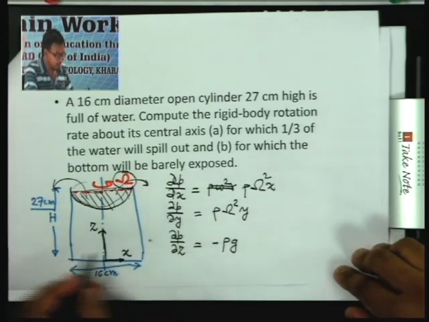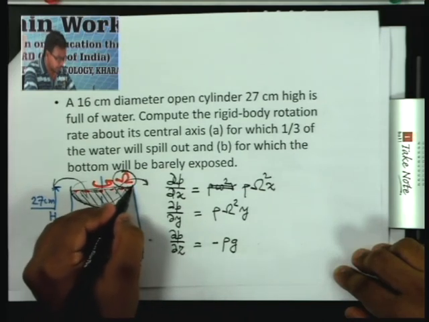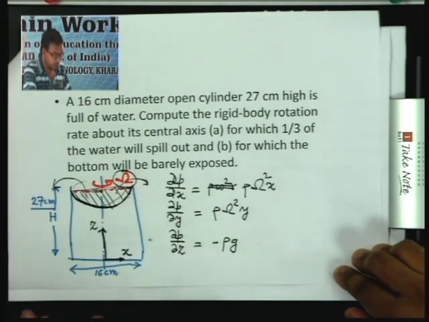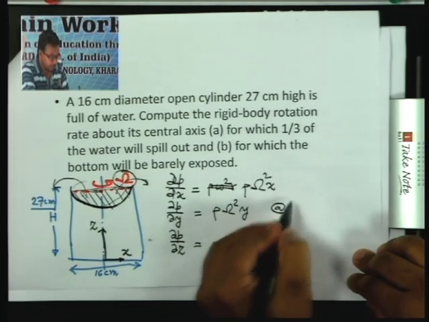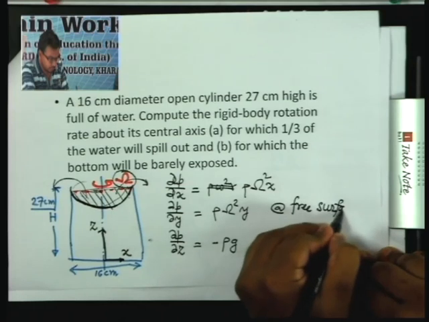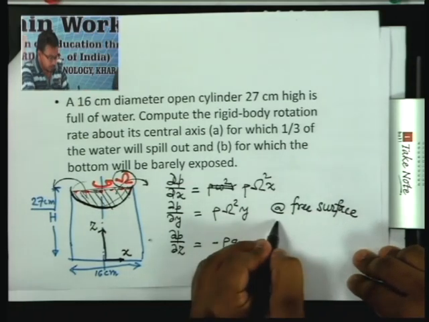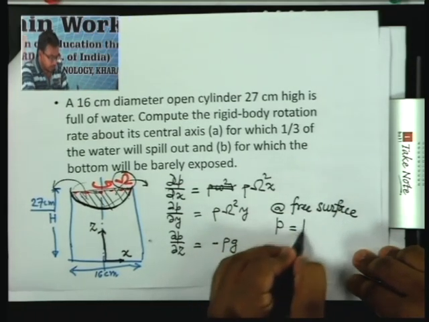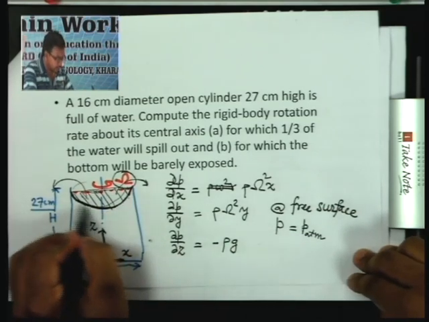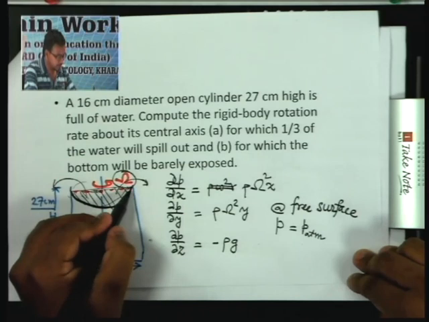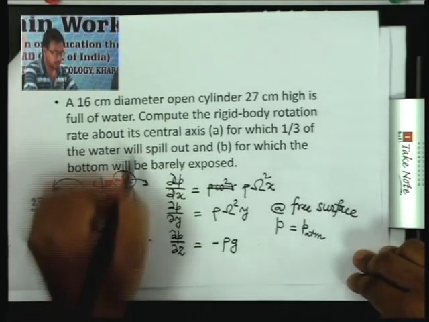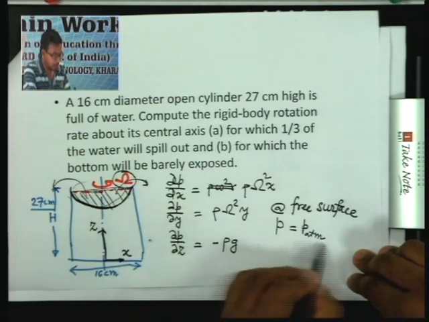and then to determine the equation of this surface, this is the free surface, we will use the condition that at free surface P is equal to P atmosphere. So since this surface is left open to atmosphere, the pressure here will be same as the atmospheric pressure, the pressure of the air that is present here, and that is the boundary condition.